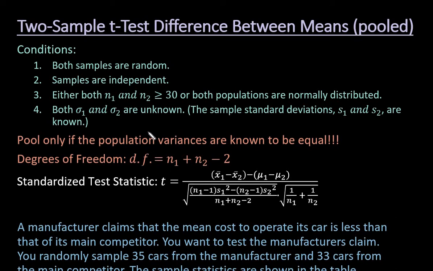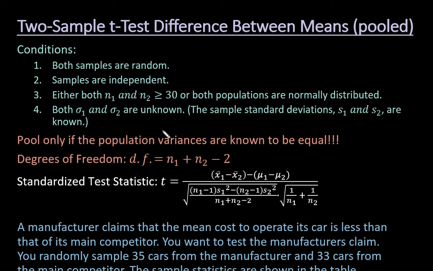And the conditions that must be met is that both samples do have to be random. That helps to control for bias, and the samples do have to be independent of each other, where one does not influence the other one. And then either both of your sample sizes have to be greater than or equal to 30, or both of your populations have to be normally distributed.